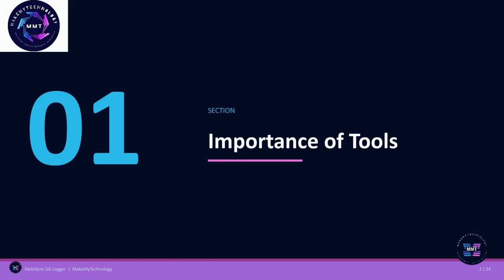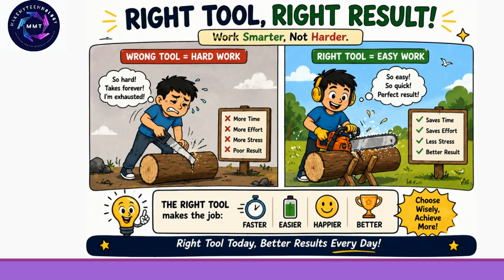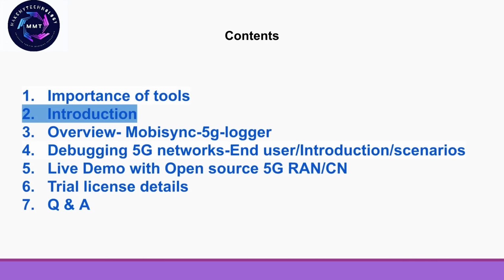We begin with Section 1, the importance of tools in debugging 5G networks. Choosing the right tool is essential for working smarter, not harder. The right tools save time, effort, reduce stress, and lead to better results, as illustrated in this image. We will now dive into the introduction, which is the second item on our contents list.